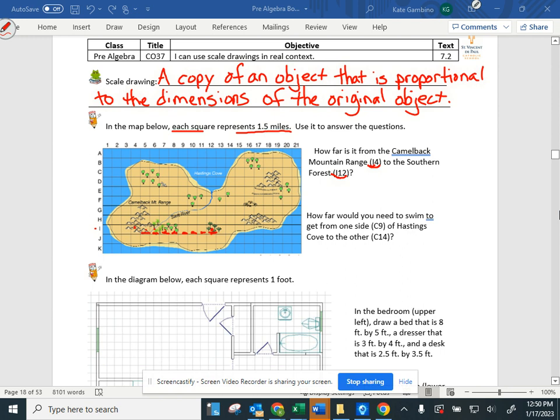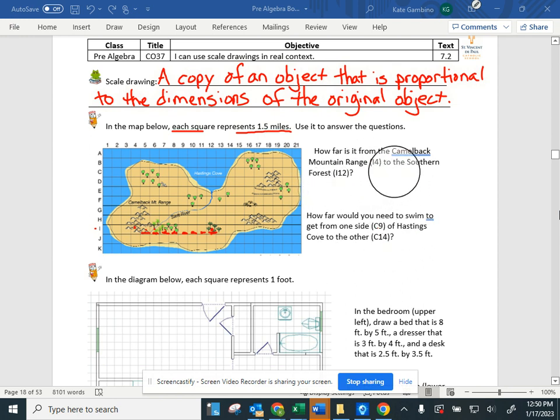How far would you need to swim to get from one side of C9 of Hastings Cove to the other of C14? Same thing that James said that you could do with the I's, you can do with the C's. Figure out how many squares it is from the 9 to the 14. We're not saying the answer out loud. It's a short assignment today. Because that's already the top of the page. So I'm not gonna write down the answer for this one.